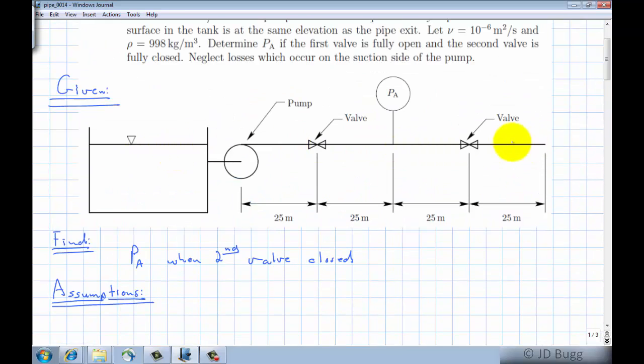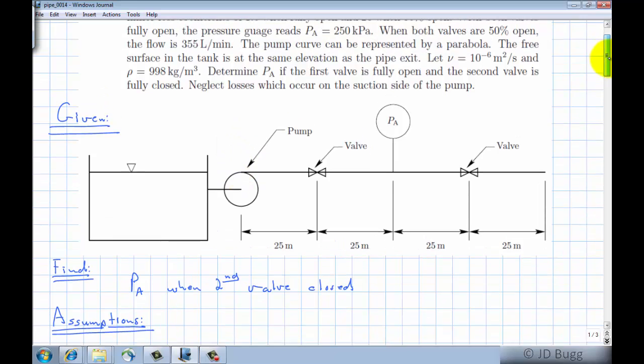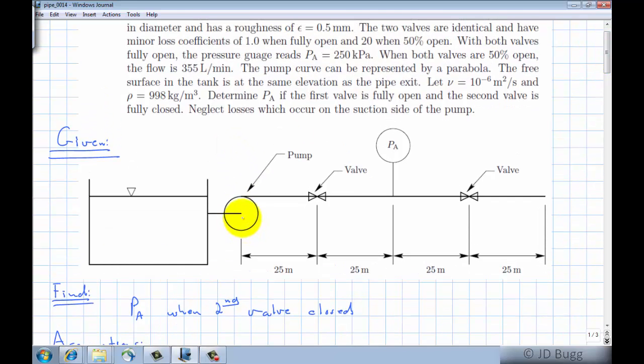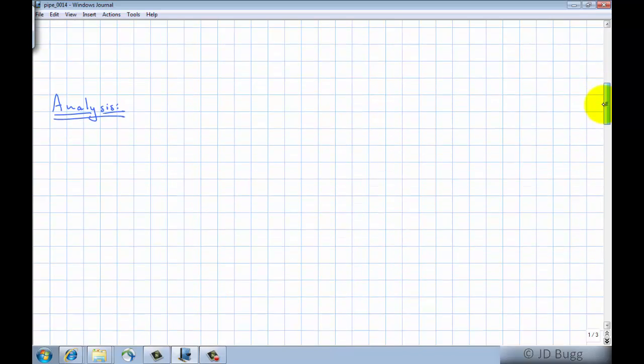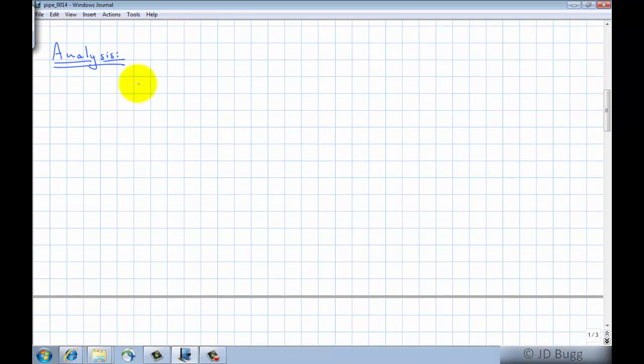So this is a piping system which includes a pump, and we need to include the characteristics of that pump in the analysis of this piping system. Now what are we told about the pump? Well, it's a centrifugal pump, so we know generally what the pump curve looks like, but this gets a bit more specific here, and it says the pump curve can be represented by a parabola. So it's very useful for systems where we're dealing with a pump and a piping system working together to draw a pump curve and a system curve on the same axes.